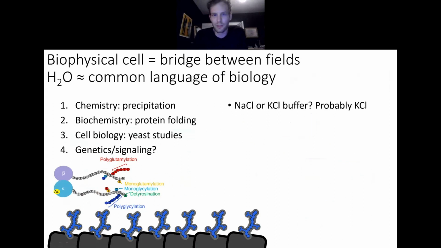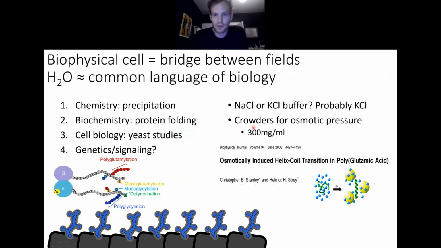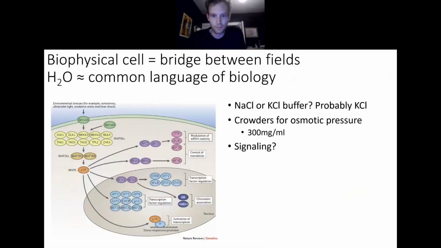So what are useful things to do in lab, like actual takeaway messages that might be helpful? Whether you choose sodium chloride or potassium chloride in a buffer, I would probably choose potassium chloride if the protein I'm working with is intracellular, or in the rare case it's not, sodium chloride. Crowders, I would probably do my biochemistry in the presence of crowders for osmotic pressure. If cells are 300 mg per mL concentration, that's a lot of osmotically induced pressure to kind of influence them to behave and fold in ways where they might not in the test tube otherwise.